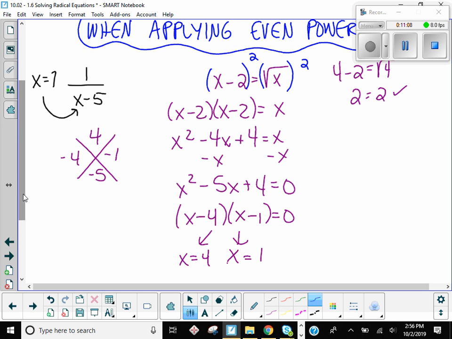Now we've already checked 4 and we know that it works. But here's what happens when we check the 1. I put 1 in for the x's, and I get this. Negative 1 equals 1, which is not true. And so 1 is extraneous, it doesn't work. And this anomaly of sorts only comes up when you're raising both sides to an even power, the 2, a 4, or a 6.